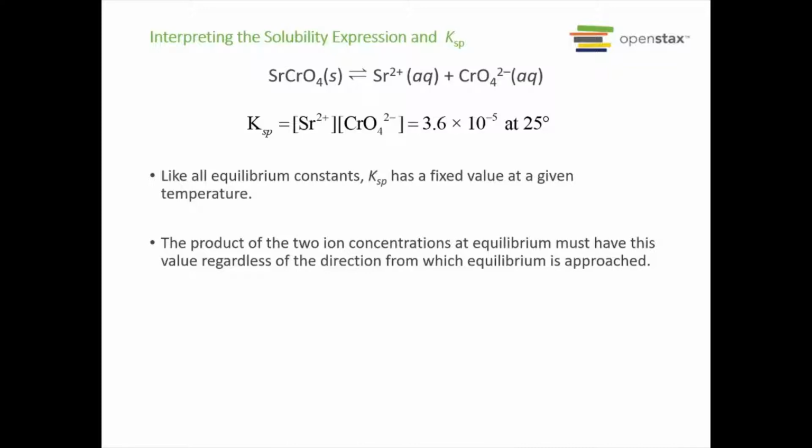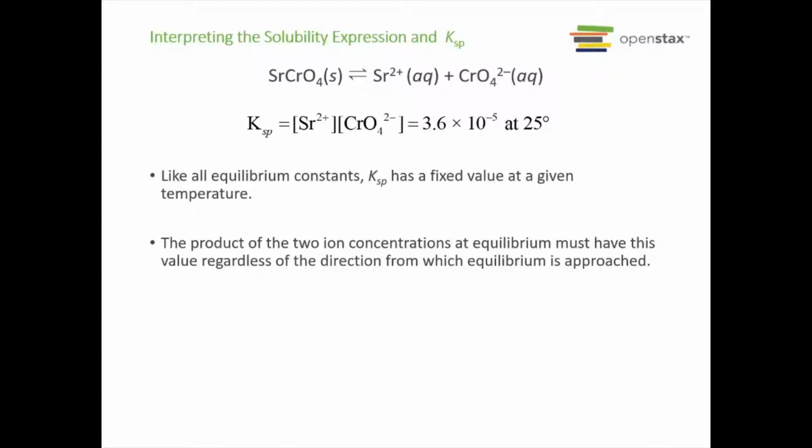So let's look back on this strontium chromate equation, and we were given a Ksp, and we're told it's equal, again, like we looked at earlier, to strontium 2+ times chromate 2-, and we're told it's equal to 3.6 times 10 to the negative 5th power at 25 degrees Celsius. Just like Kc and Kp and all equilibrium constants, Ksp has a fixed value at a given temperature. So it's very closely related to our other Kc and Kp.